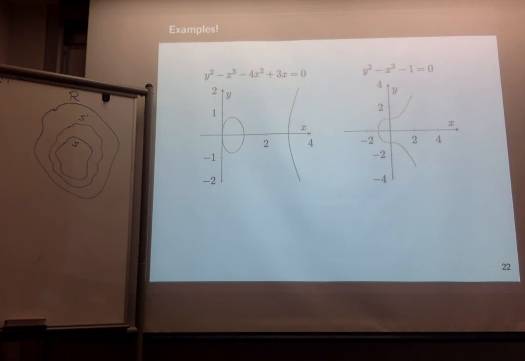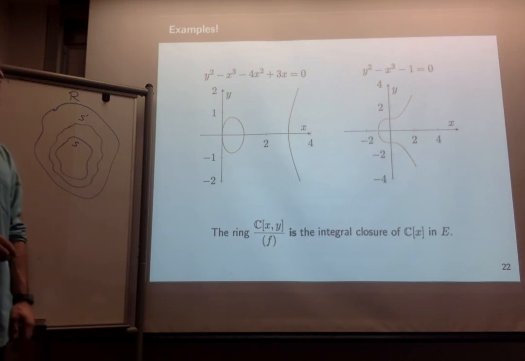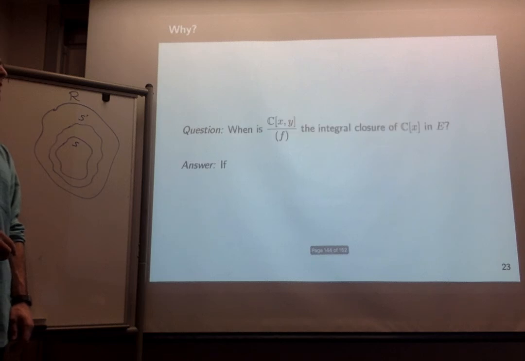We look at these elliptic curves. If our polynomial f is either one of these polynomials, we do have that this ring is the integral closure of C[x] in E. So, again, our question was: when is this quotient the integral closure of C[x] in E? When do we have equality with that in B?